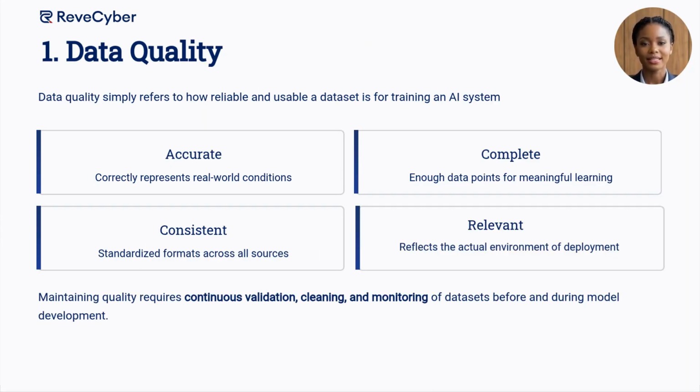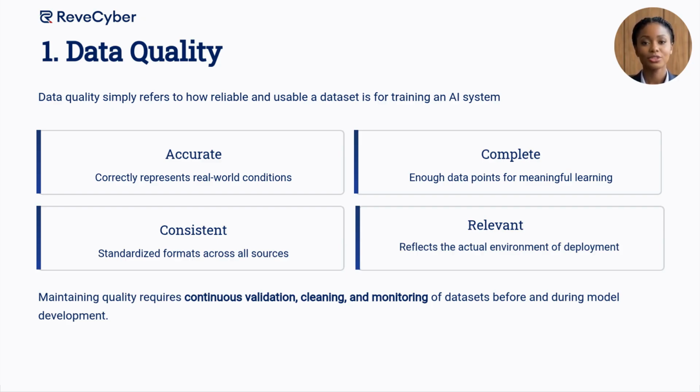At its core, data quality simply refers to how reliable and usable a dataset is for training an AI system. In other words, can the model actually trust the information it's learning from? Because remember, machine learning models don't have intuition or common sense. They learn patterns directly from the data they're given. So if the data contains errors or inconsistencies, the model will learn those problems right along with everything else. That's why maintaining high data quality is so important.